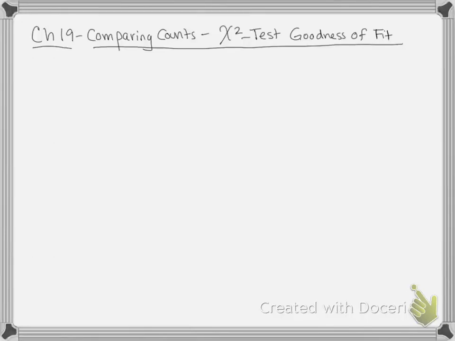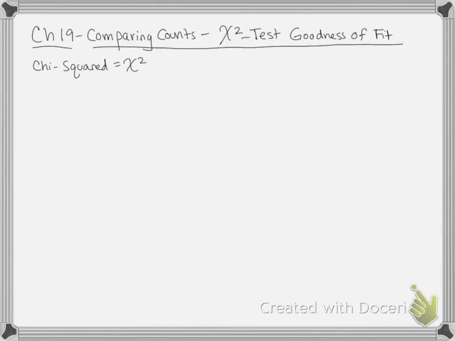We made it, guys. It's the last chapter, chapter 19, comparing counts. It's the chi-squared test, goodness of fit. That little letter there is called chi. It's spelled like this, chi-squared, but that's pronounced "kai," not "chai," okay?